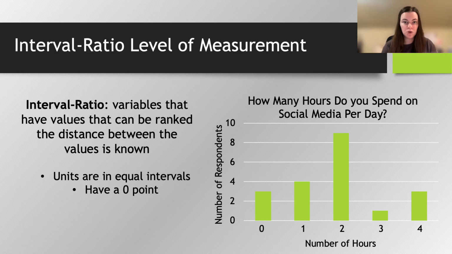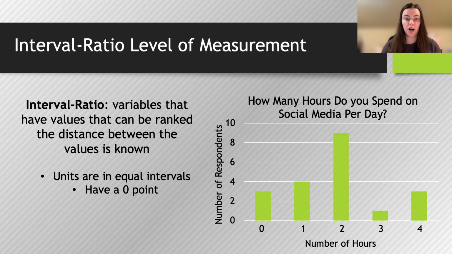Not only do they have numerical values, but they can be ranked in a way in which the distance is known. Units also have to have equal intervals, meaning that each of our bars are going to be equally distributed, so it's going to be the same amount in between each of those. And we have to have a 0 point as well, meaning that 0 has to be one of the numerical options here. In this case, let's take a look at our example here on the right-hand side of this bar chart that asked survey members, how many hours do you spend on social media per day?